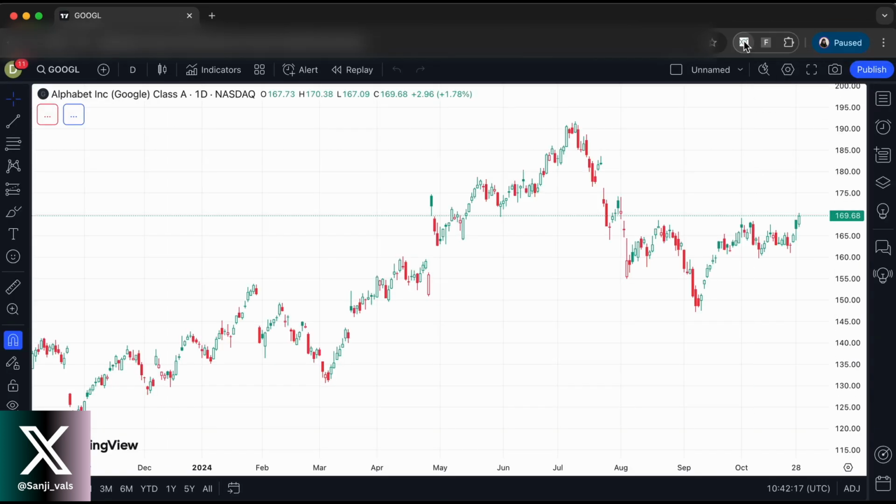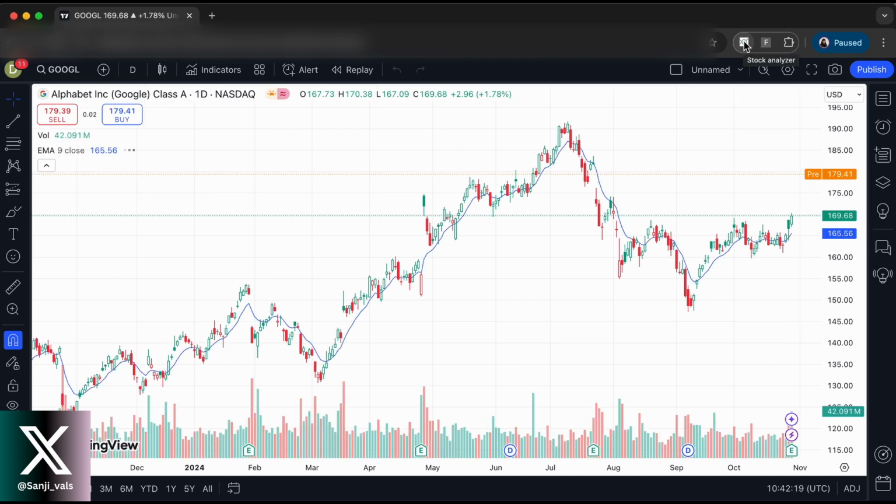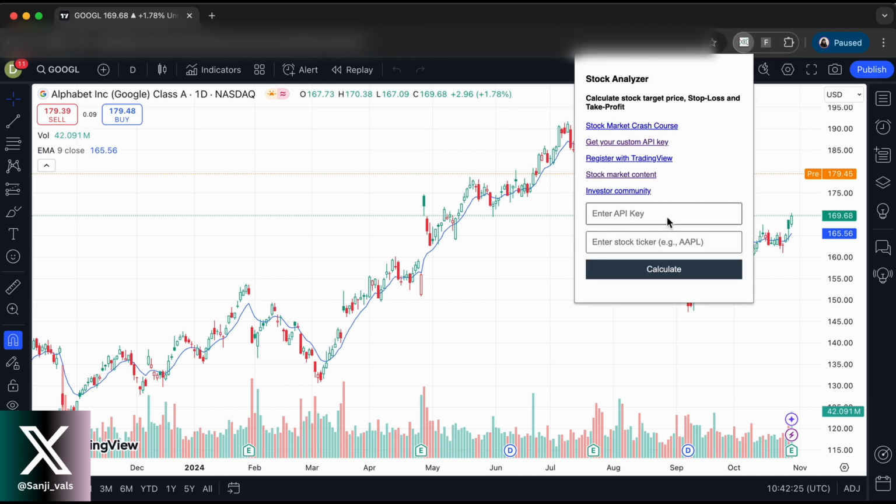And now you have the simple extension. I'll put the link in the description of this video. It's called Stock Analyzer. What you should do is input your custom API key that you obtain. Here are the instructions. Simply press here, get your custom API key, and you're good to go. This is the Financial Modeling Prep API key. And once you input your custom API key, simply input the stock ticker. In our case, it's Google shares, and press the calculate button.